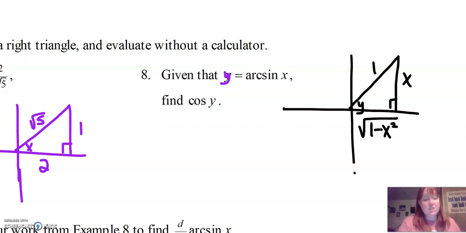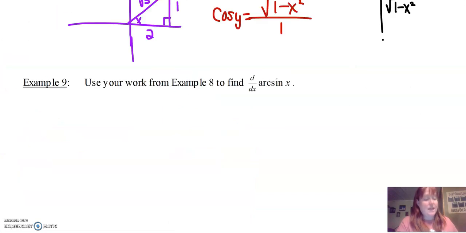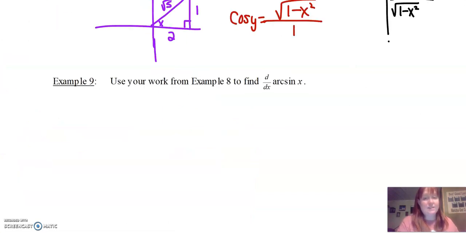So then the question is, what is the cosine of this angle? Well, the cosine of this angle would be adjacent over hypotenuse, right? Which is the square root of 1 minus x squared over 1. So cosine of this angle is this mess. Okay, so the reason we're doing this is because we're trying to find the derivative of arcsine, and we're going to use this information to find that.